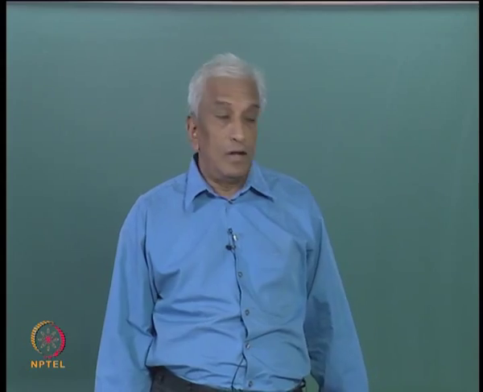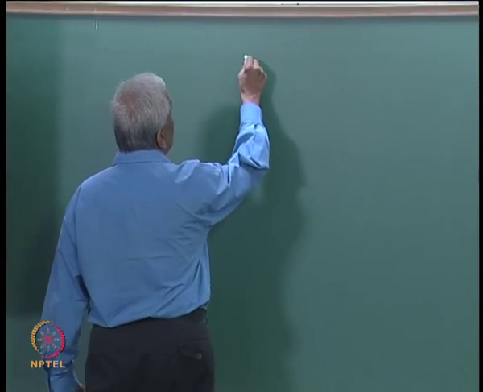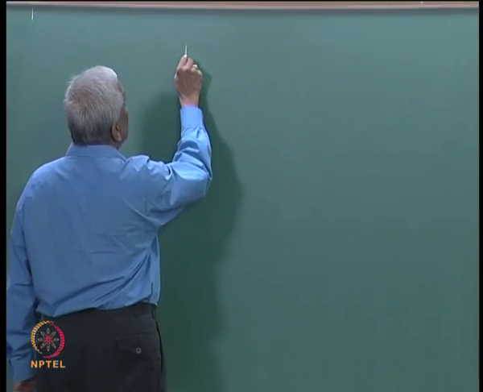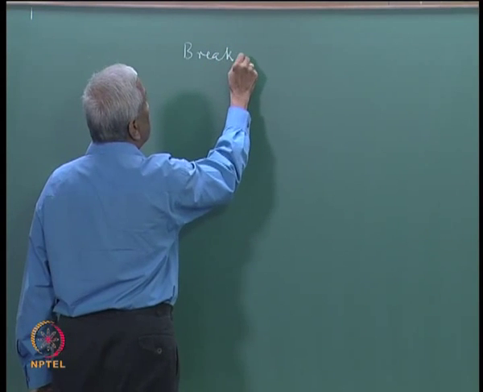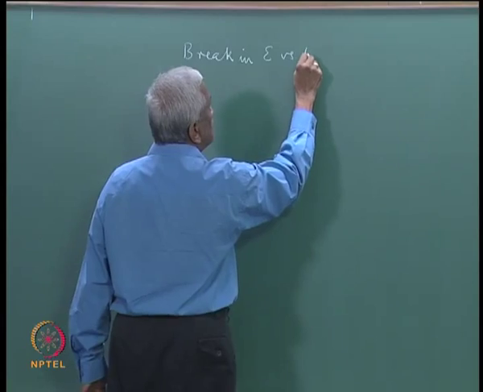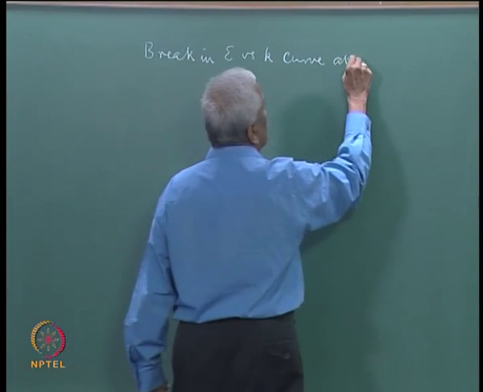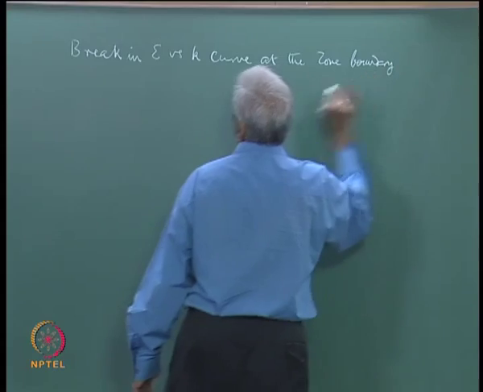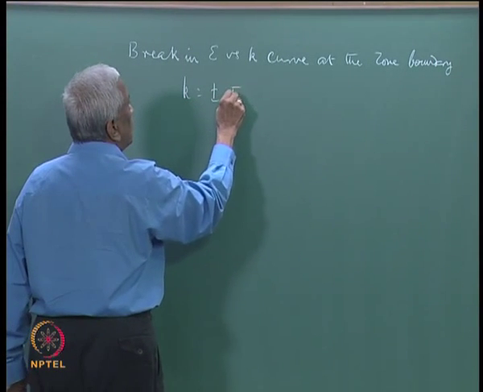There are some very interesting consequences to what we saw yesterday, to the formation of energy bands in crystals. In particular, we will discuss a particularly interesting feature of this propagation of electron waves in the crystal lattice. There is a break in the E versus K curve at the zone boundary, corresponding to k equal to plus minus pi by a.